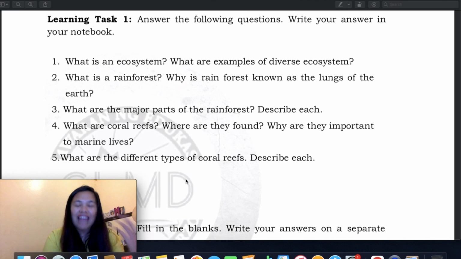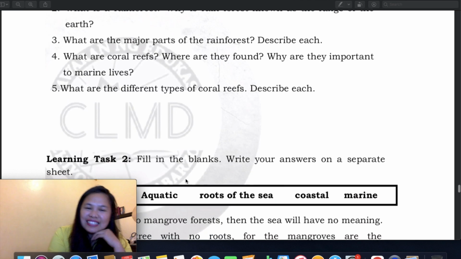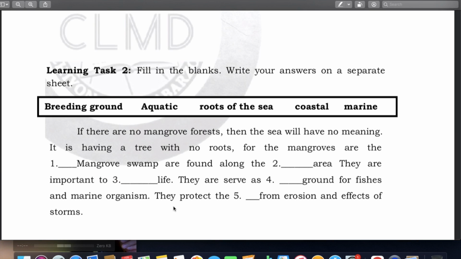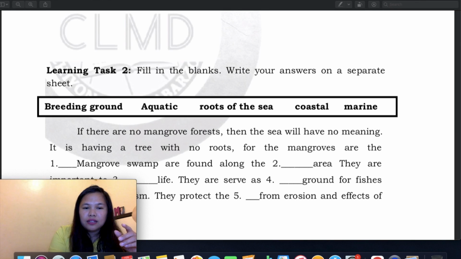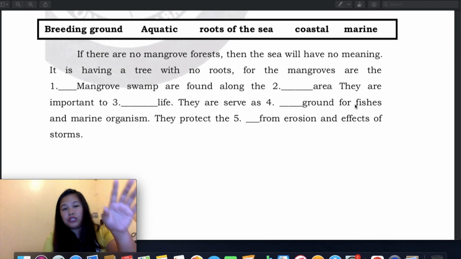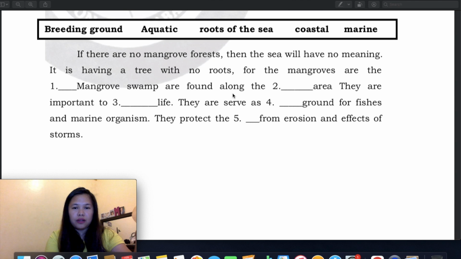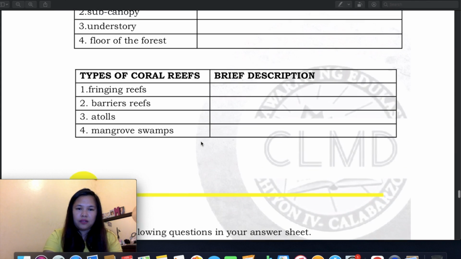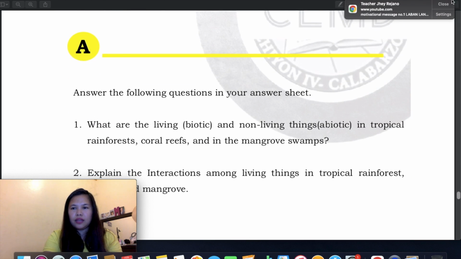Sorry. Okay, so in your learning task 2, fill in the blanks, write your answer in your separate sheet. So, you have to choose your answer inside this box. So, yan. And no need to write the entire paragraph, but write the 1, the 2, the 3, the 4, the 5, the 9. And your learning task 3, you complete the chart, copy this in your answer sheet. So, you have to complete the chart. Copy this template, okay? And then answer the following questions in your answer sheet.